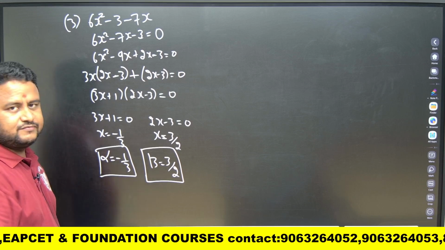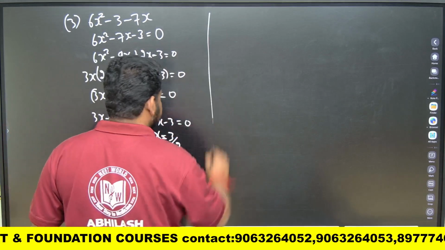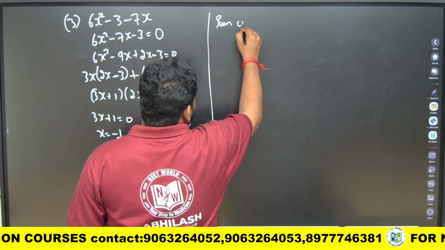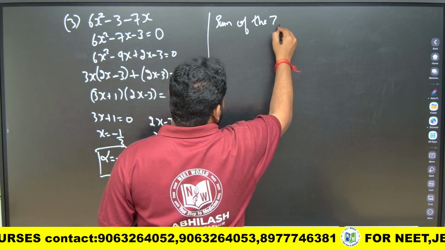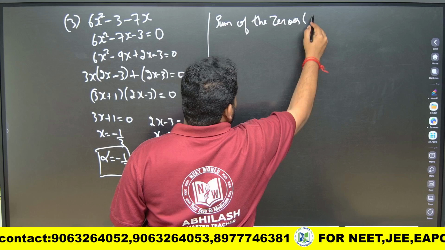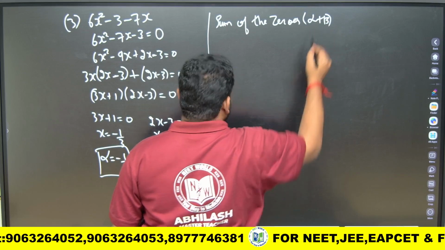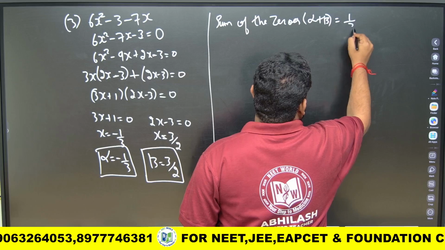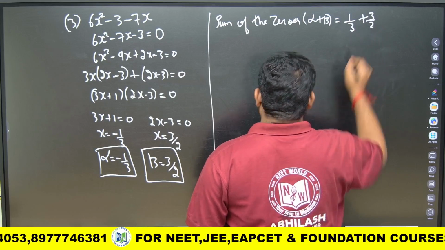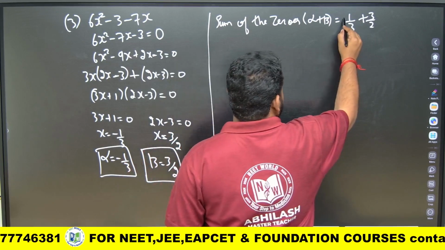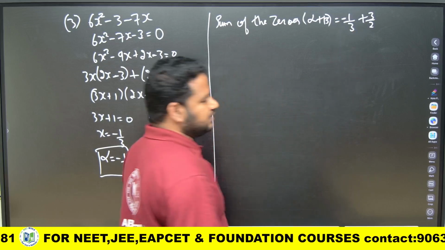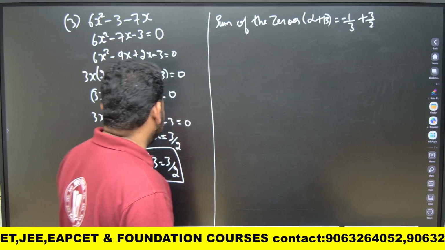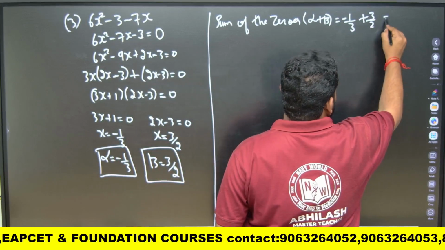Now, directly let us see what we will get, the sum of the zeros and the product of the zeros. Sum of the zeros is alpha plus beta, that is −1/3 + 3/2. If I take the LCM, the LCM will be 6.